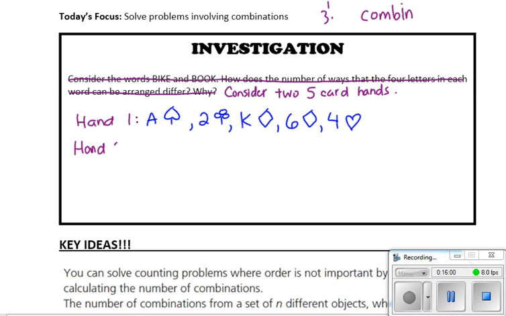Hand 2. I want you to write king of diamonds. And then we have ace of spades. Spades are hard to write upside down. So we have king of diamonds, ace of spades, 6 of diamonds, 2 of clubs, and the 4 of hearts. Okay. Are these any different? Is there a difference between the two?